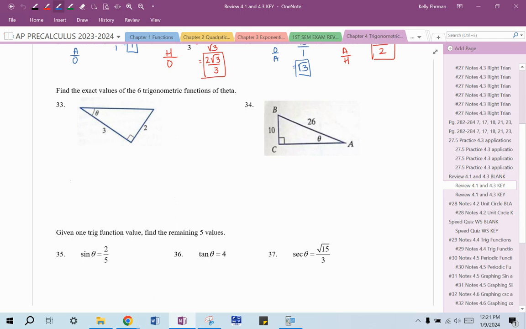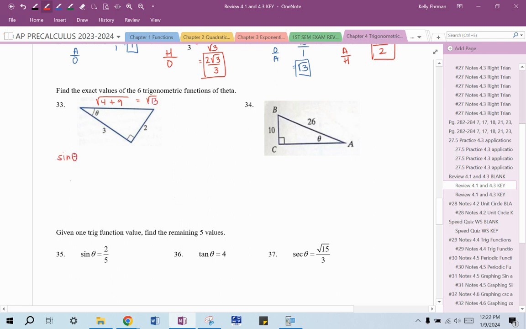All right, this would still be a no calculator problem. Find the exact values of the 6 trig functions of theta. So first find the missing side. The hypotenuse is what I'm missing. So it's the square root of 2 squared plus 3 squared, which is square root of 13.